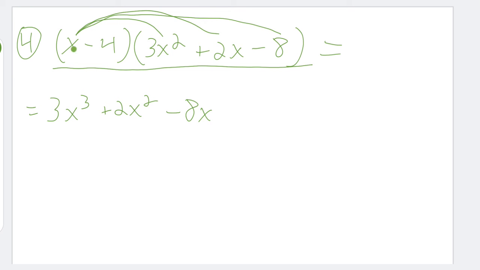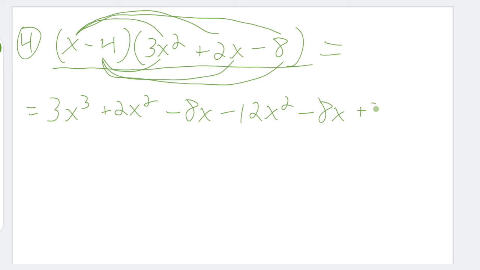Next up, so I distributed my x to all three of those. Next up, I got to distribute my negative 4, so it's going to be minus 12x squared. Negative 4 times 2x is going to be minus 8x. Negative 4 times negative 8 is positive 32.